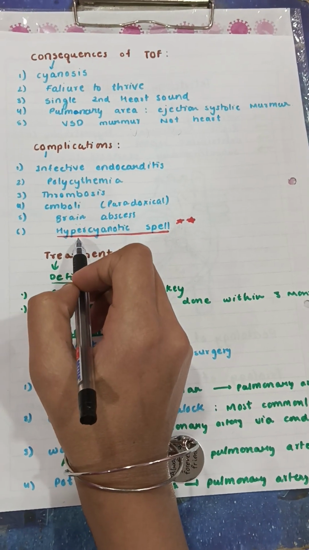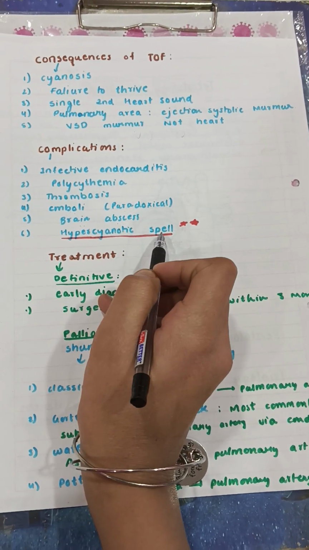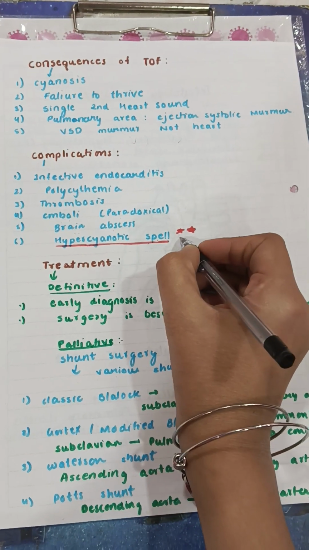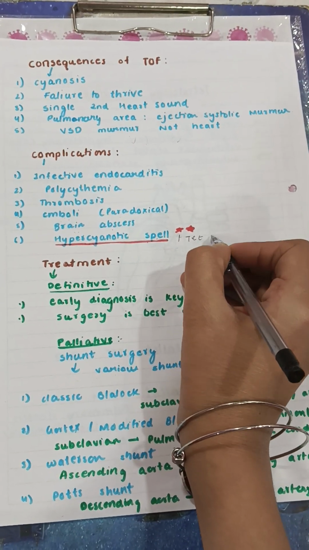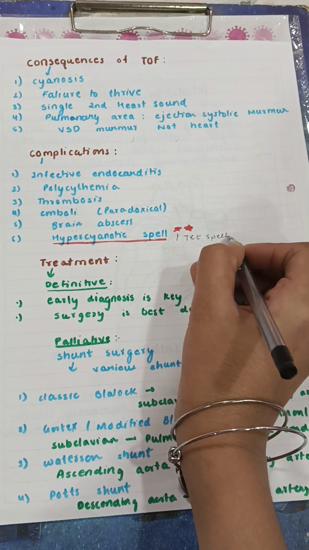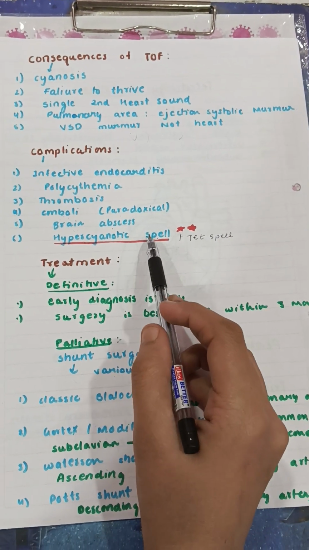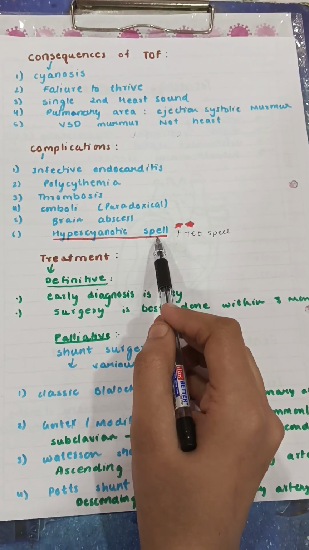And also one more consequence is the hypercyanotic spell, which is very important. It is also known as TET spell. We will study about it in another video, but it is very important.